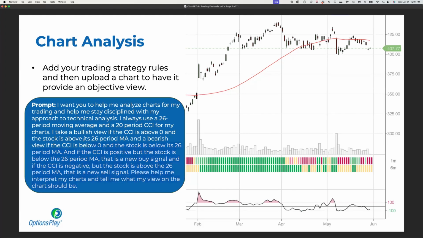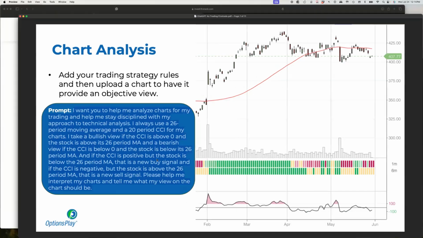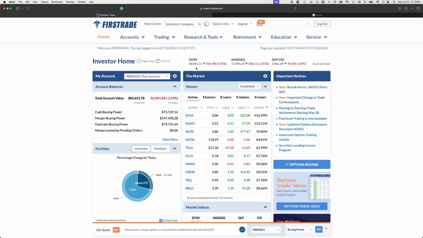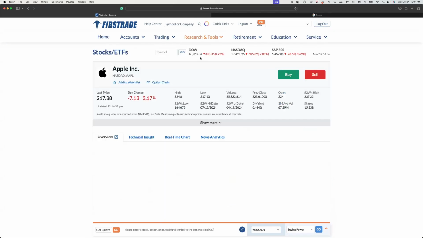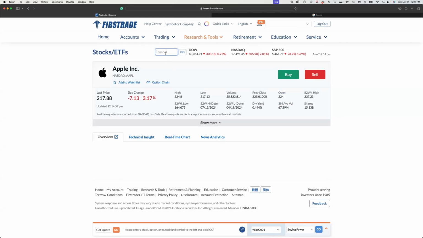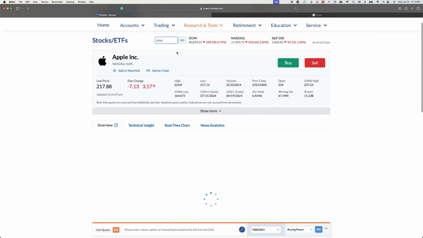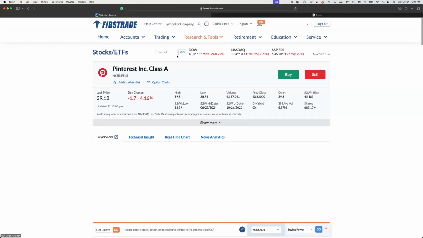Okay, so this specific prompt that I just wrote, you can copy and paste into ChatGPT and use immediately to help you interpret your charts. So I'm going to show you how to do that here. I'm going to pull up First Trade. Let's go to research stocks and ETFs. And I'm going to pull up a stock that I'm currently looking at, Pinterest. It reports earnings next week. I'm going to pull up a real-time chart.